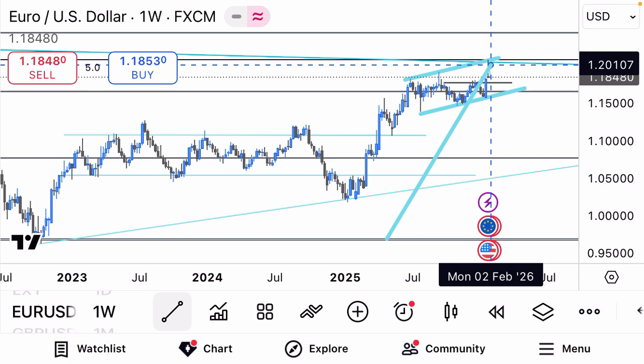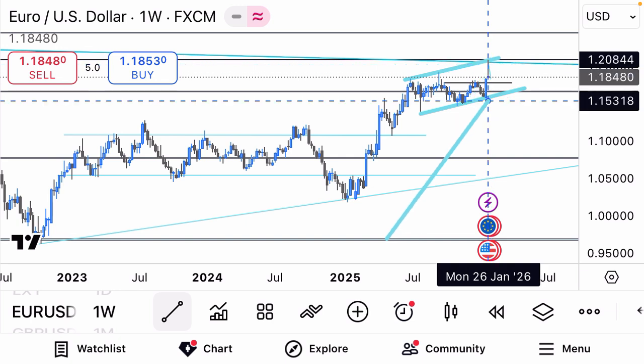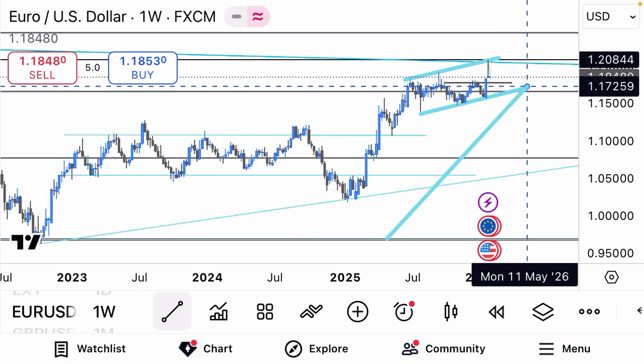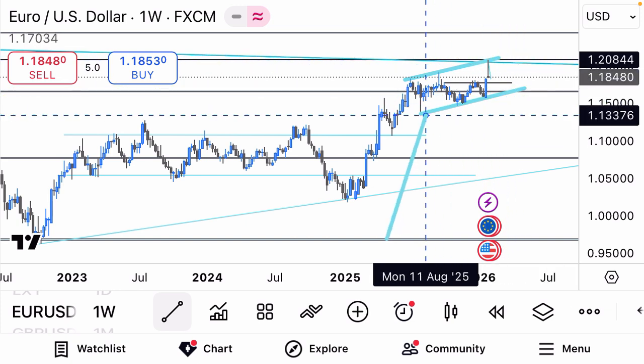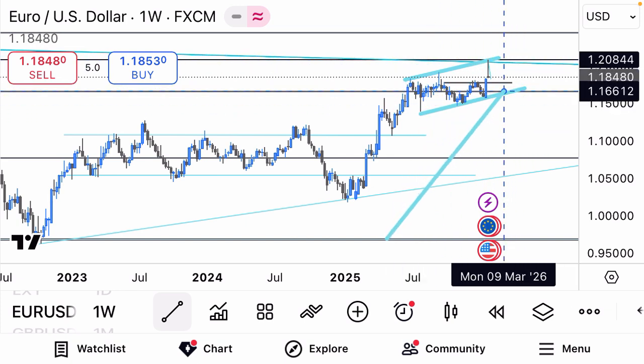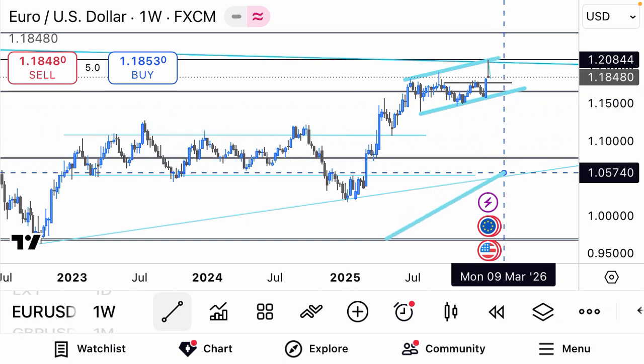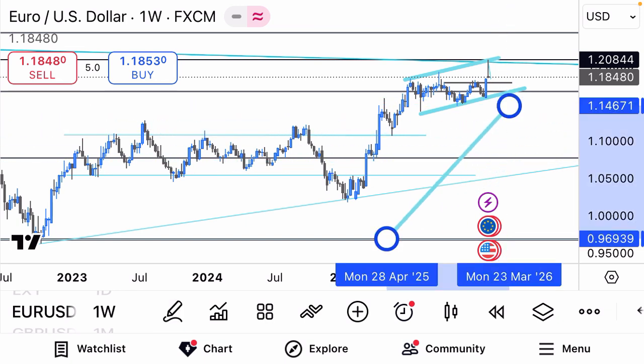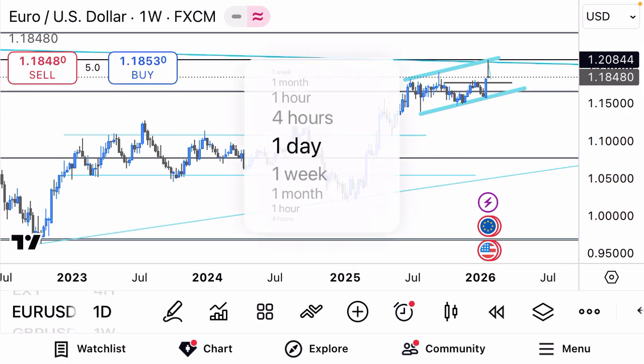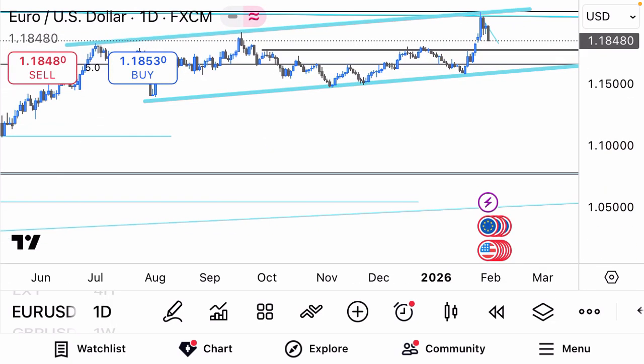So this week we are going to be looking for shorts to the downside before looking for overall longs to the upside, depending on if we tap off of this level. But if we break out of this level here, we're going to be looking for shorts to the downside. So let's go to the daily time frame, so we'll talk about what exactly we are going to be doing this week.